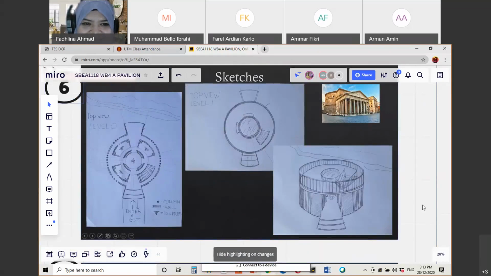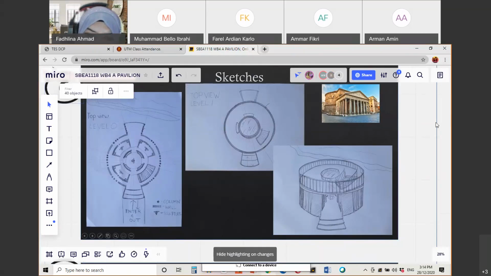As you can see from the left image, which is the top view, this idea comes from me. As you can see from the top view, I made a circular shape of pavilion, and the pathway entering and exiting is the same way.